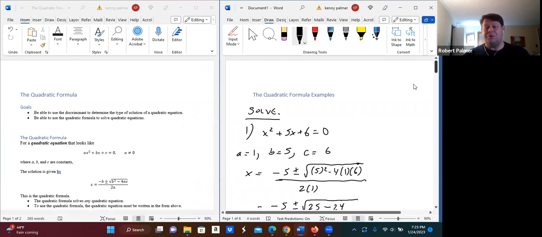So we learned how to solve equations, also how to get the equations in the correct form, how to solve them with the quadratic formula, and also how to simplify our answers.